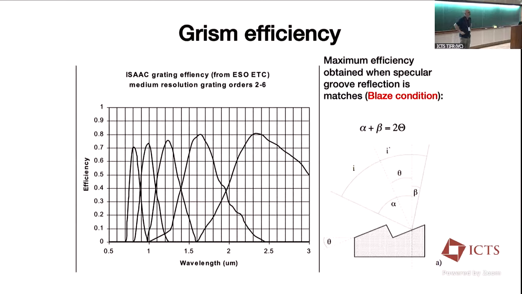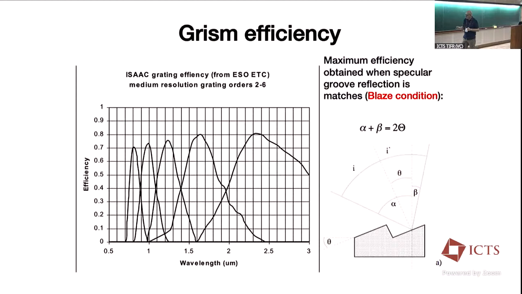So I have these different orders. One wavelength coming in, and it would interfere here, and here, and here, and here. How does the light know where it should go? Because the interference condition is fulfilled in several directions. So how does the light know in which direction to go? This is called the blaze condition.